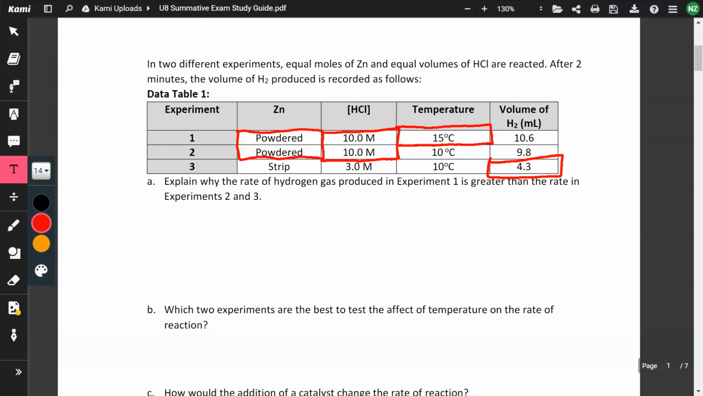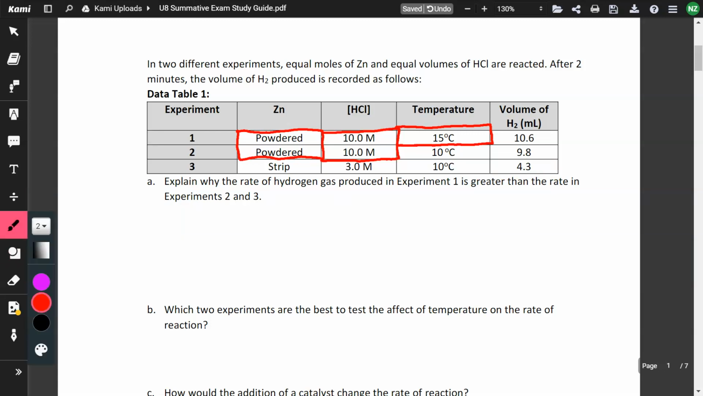Okay, so for A, it says explain why the rate of hydrogen gas produced in experiment 1 is greater than the rate in experiments 2 and 3. Well, I goofed a little bit because I was looking at the volume of H2. That's what we're producing. So we're making more here in experiment 1. If you were reacting things and they were in a smaller container, my analogy would hold true.